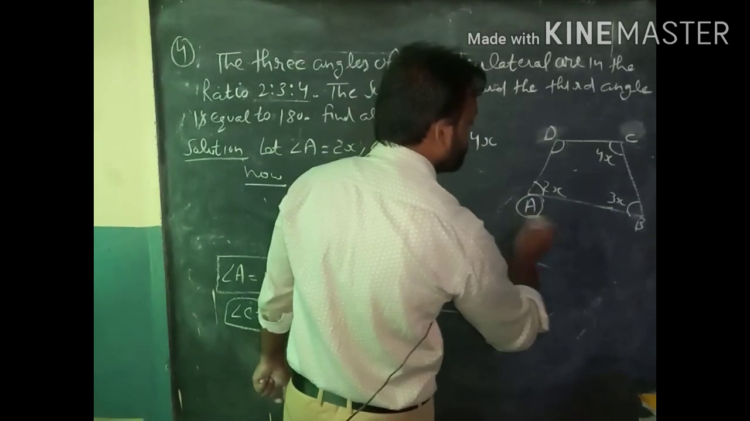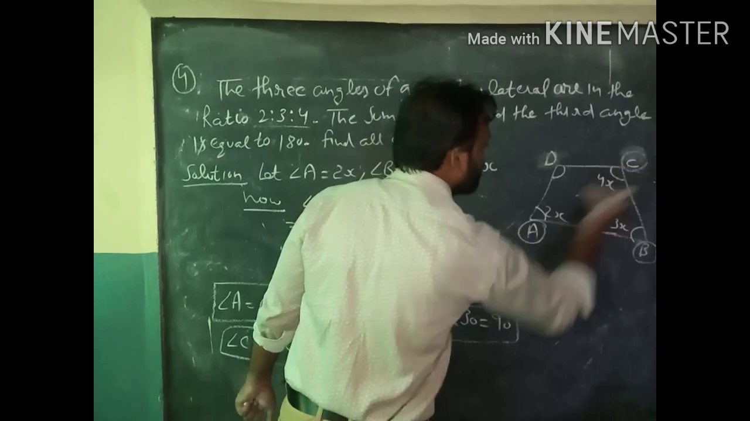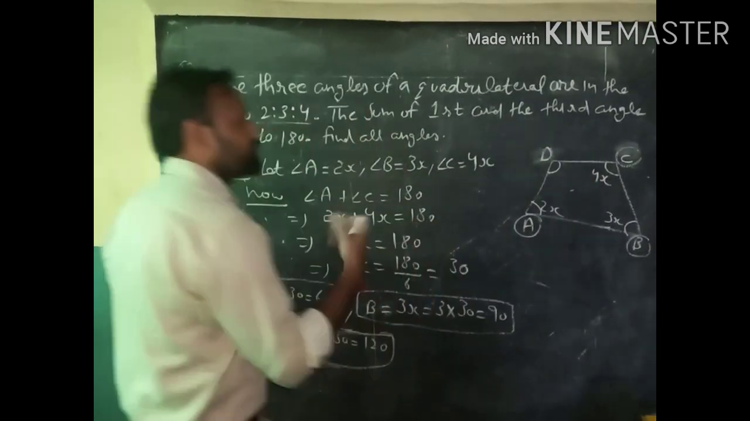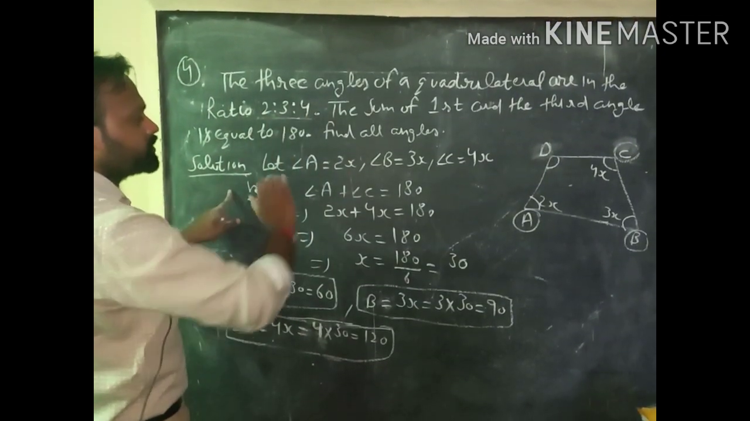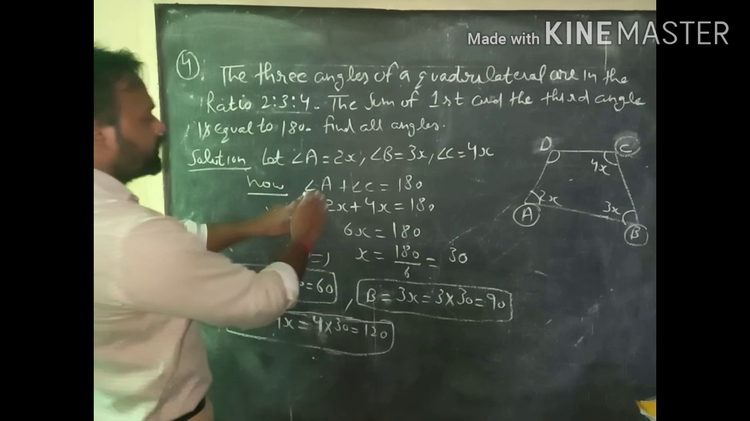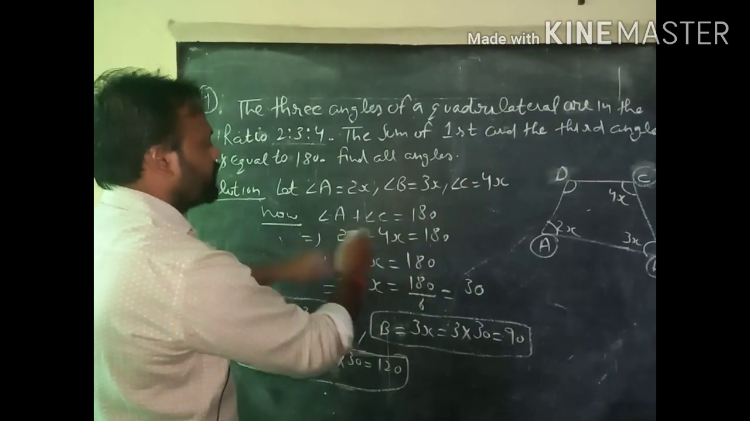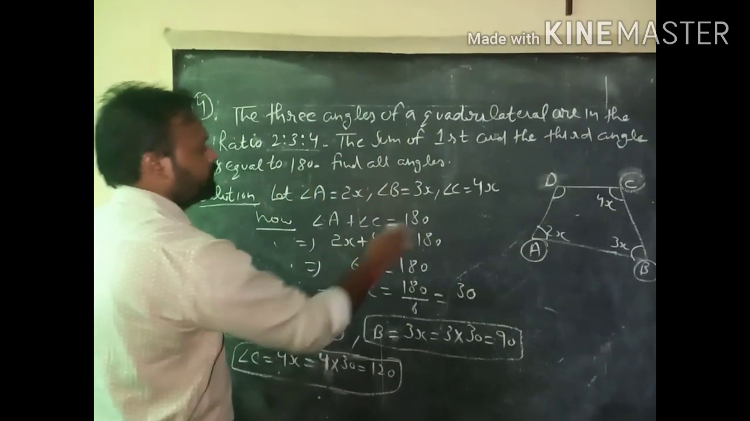You can see this is the first angle, this is the second angle, and this is the third angle, but the sum of the first and third angle is given to us. So by taking these two values we can start the sum. First of all we suppose the values with the help of this ratio like this. Now angle A plus angle C, means the sum of the first and the third angle, is equal to 180. It is already given as 180.